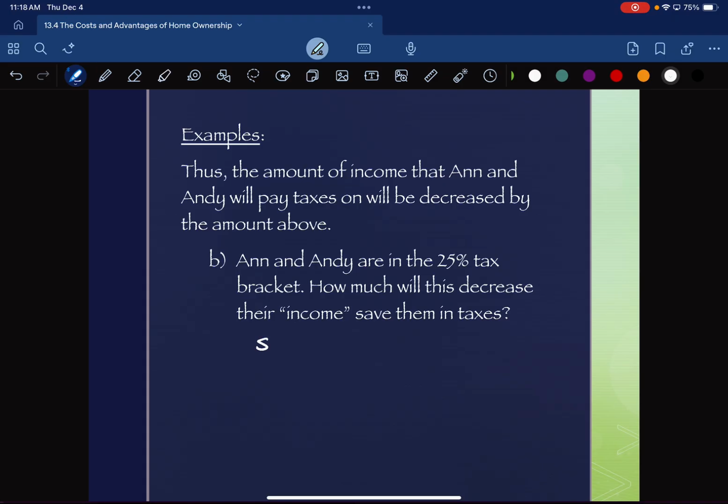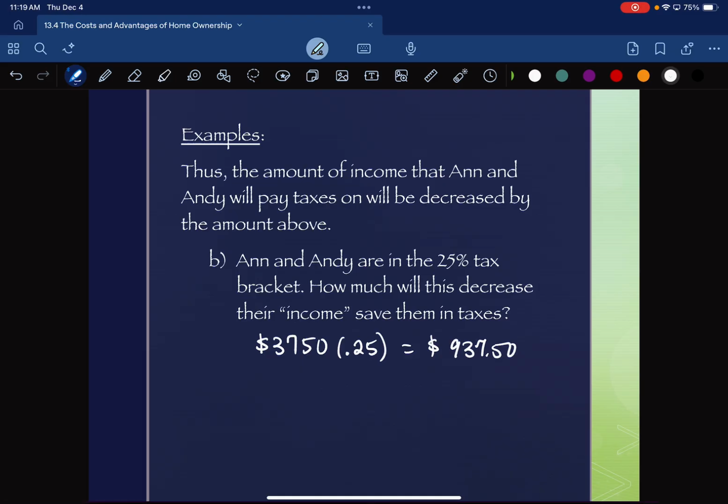So here's the way this works. That $3,750, they are no longer essentially going to owe taxes on that amount, correct? Okay. Well, the taxes they would have owed on that amount would have been 25%, because that's the tax bracket. So if I multiply $3,750 times 25% or 0.25, what will I get? $937.50. Okay, so this is the amount that they do not have to send to the government that they would have had to send otherwise. Are you tracking with me?